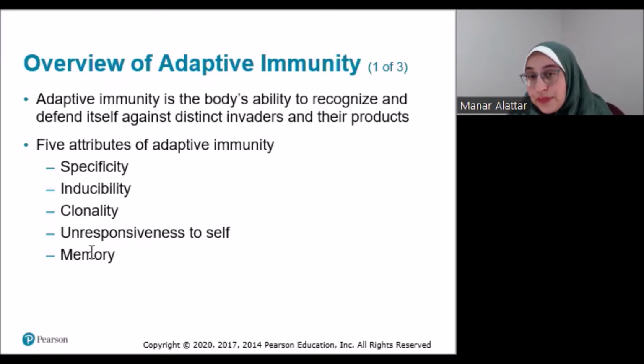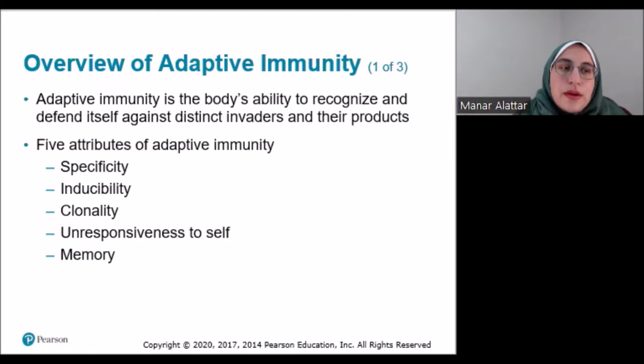And it should have memory. You shouldn't have to induce a full-on immune response every single time you get the same pathogen. You should be able to remember those pathogens or those toxins and be able to respond to them in a more targeted way in the subsequent encounters. Okay.